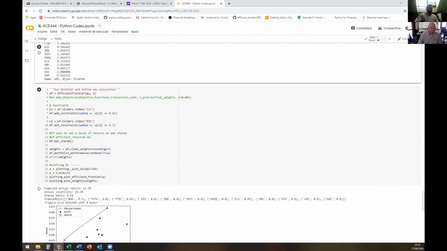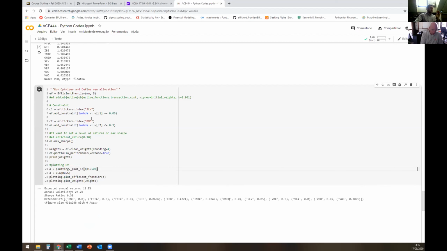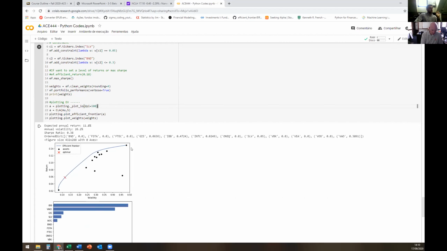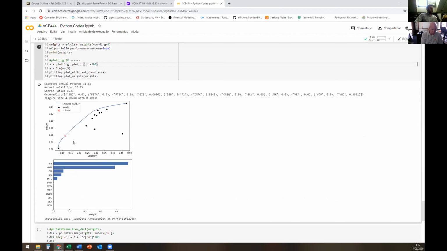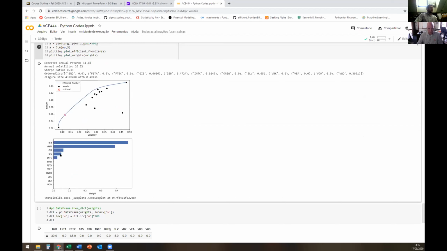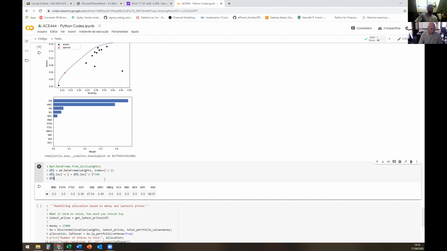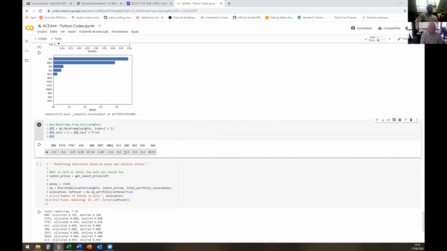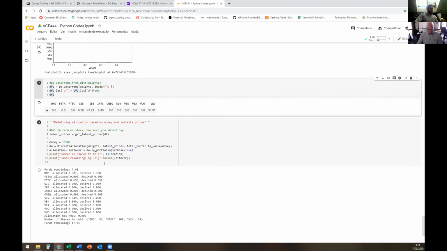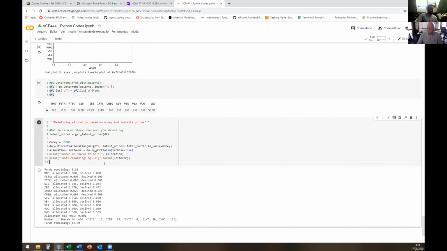And then you could add constraints to your model, and simply press enter, and you have here the EV frontier with all the assets plotted. This is the weight of the portfolio with the maximum Sharpe, or if you want the lowest variance. So this should be your allocation over here. And this is just getting the number of shares that you should buy of each one.